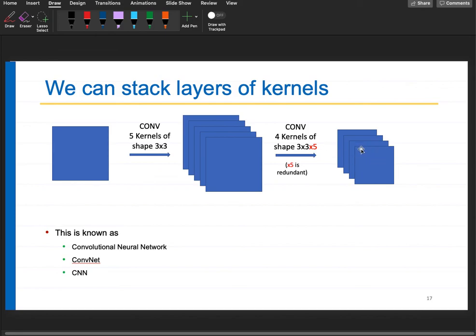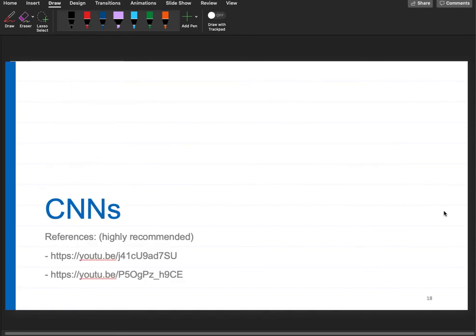Okay, and then finally we get something i cross j cross 4, because I have 4 kernels, and each kernel will give me 1 layer or 1 matrix. So this is known as a convolutional neural network, because of the many layers. It is also called ConvNet, it is also called CNN, it is called by different names like this.